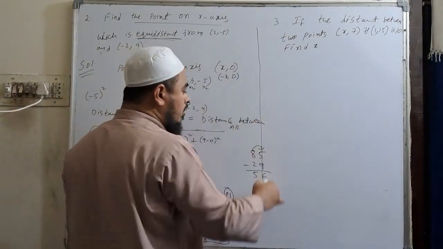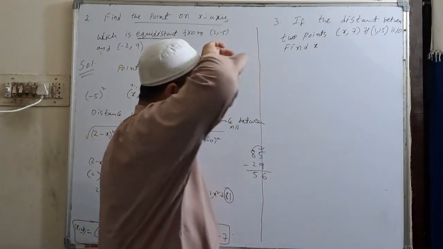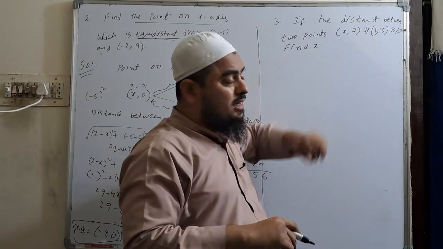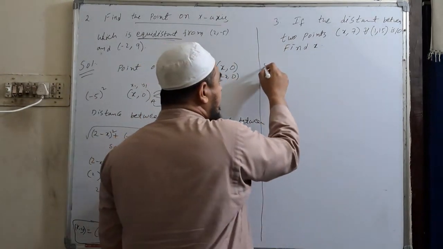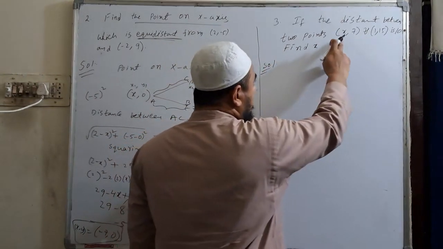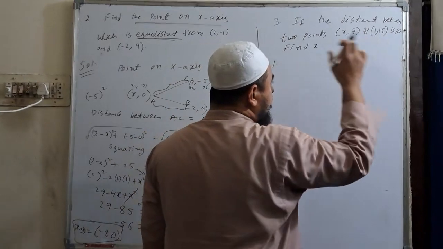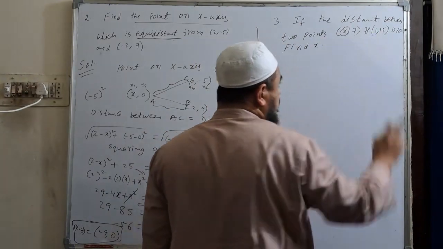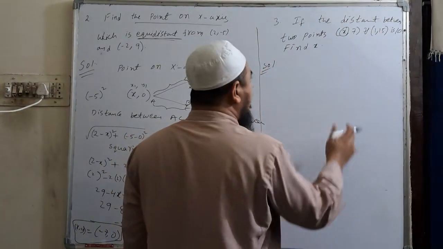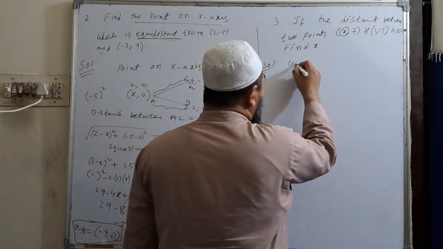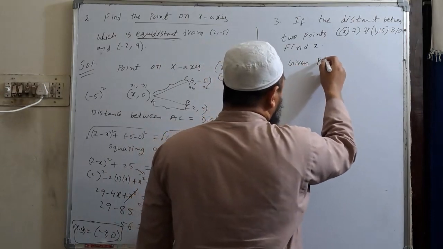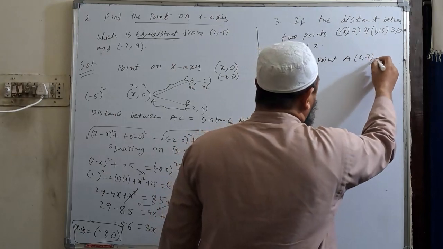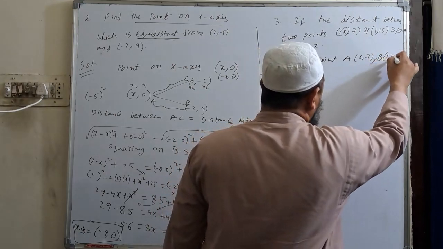Right. Another problem here we have: if the distance between 2 points x comma 7 and 1 comma 15 is 10. So what they have given here, 2 points x comma 7 and 1 comma 15, and they are asking to find the value of x if the distance between these 2 points is equal to 10. So simply you can take the given points, A is x comma 7 you write, and B is 1 comma 15.